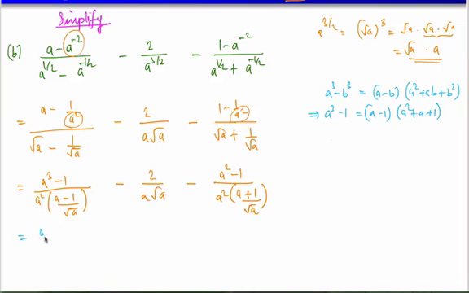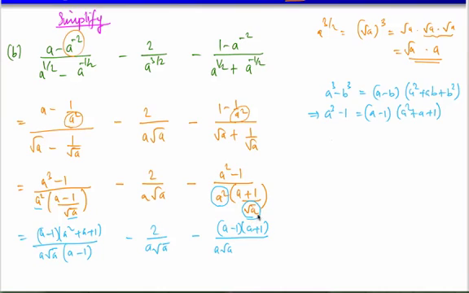I can write this as a minus 1 into a square plus a plus 1 upon this a square and square root of a will cancel to give me a square root of a, and a minus 1 minus 2 upon a root of a minus a minus 1 into a plus 1 upon a root of a, again the same thing, a square divided by a square root of a is nothing but a into root a upon root a. This root a cancels and we get a root a. That's what I'm explaining in this particular part.